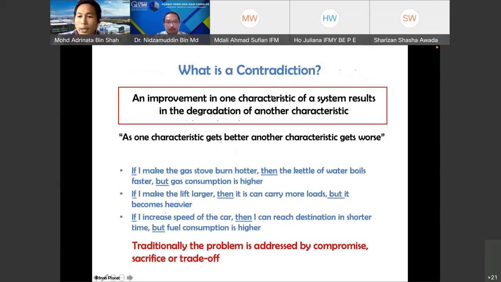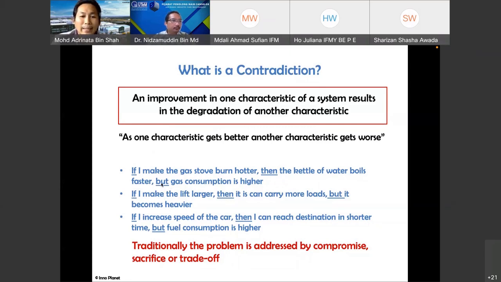What is contradiction? We know that contradiction is the opposite. We want something to get better, the other one gets worse. If I make the gas stove burn hotter, like the previous example, then the kettle of water boils faster, but gas consumption is higher. So the sentence structure for this one is: if, then, but. This is what we need to know, so we can define the parameters from this type of sentence.